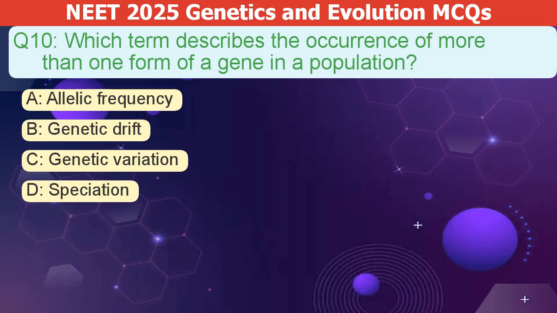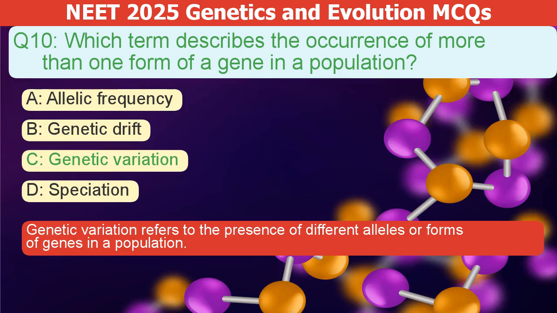Which term describes the occurrence of more than one form of a gene in a population? A. Allelic frequency. B. Genetic drift. C. Genetic variation. D. Speciation. The correct answer is C. Genetic variation refers to the presence of different alleles, or forms of genes, in a population.